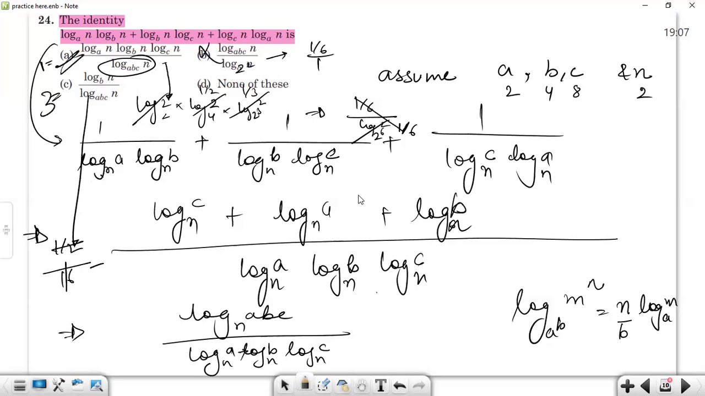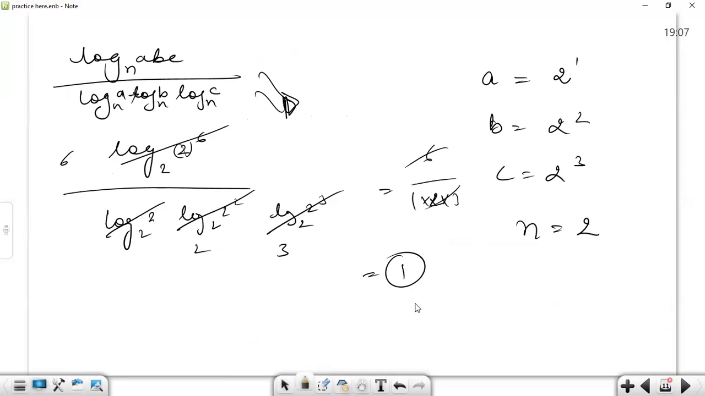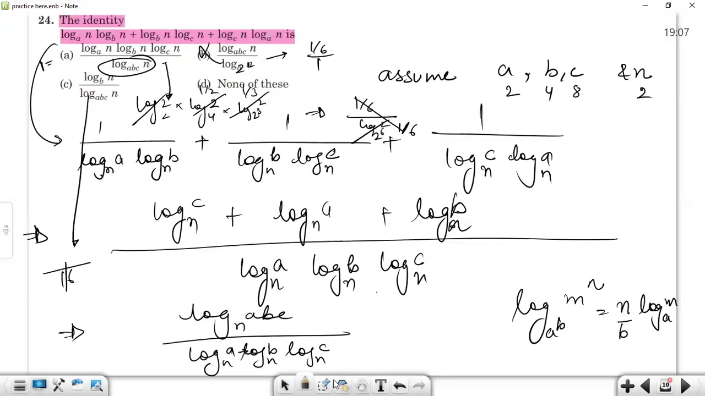Understood? Yes, sir. We have already solved the question. Why haven't I noticed and matched with option C? See in the slide here, logarithm of abc. If we just reverse this, it will become option number A only. Understood?